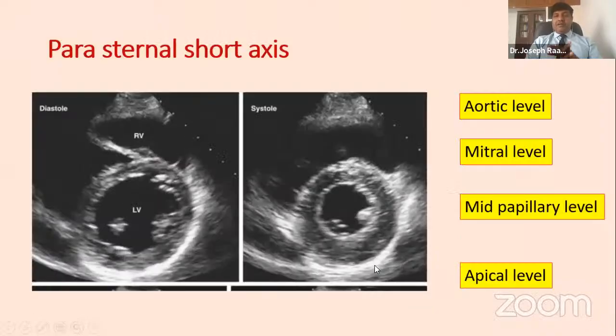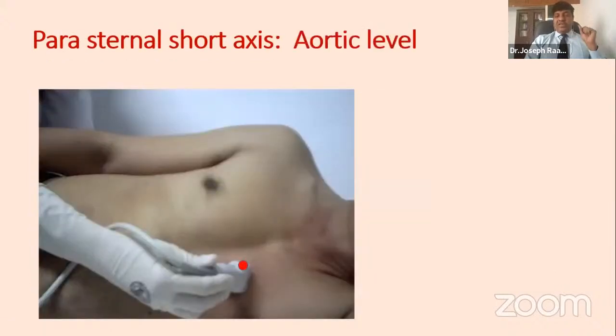Okay, so next is your parasternal short axis. In the parasternal short axis, we are going to study the heart in the short axis at 4 different levels. Starting from the cephalad, you have the aortic level, then comes down the mitral level, then the mid-papillary level, then the apical level. There are 4 levels at which, in the parasternal short axis view, you will be studying the heart. So how to get the image?